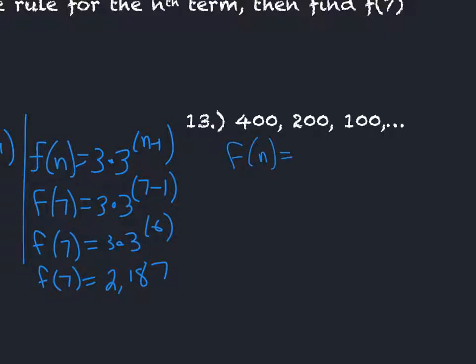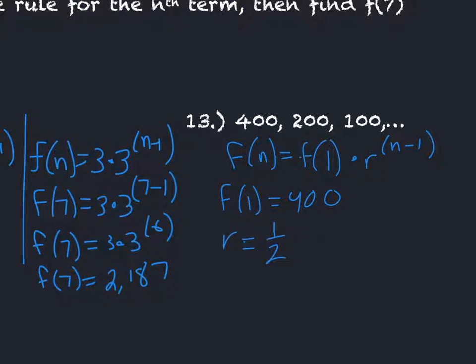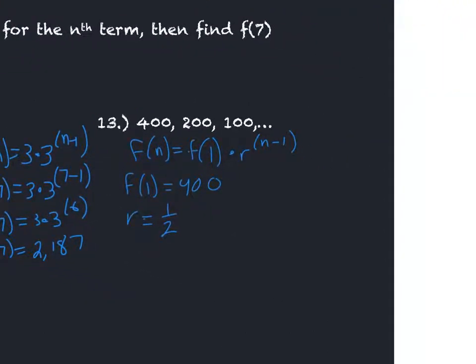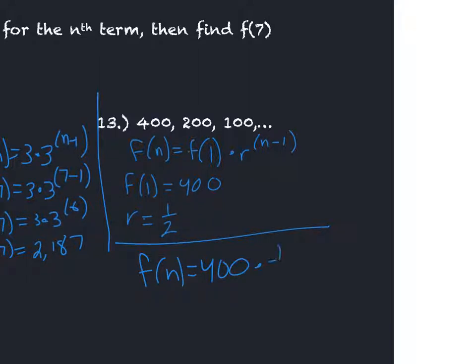All right. Now, 13, your explicit formula is going to be f of n equals f of 1 times your common ratio raised to the n minus 1 power. In this case, our first term is 400, and our common ratio is 1/2. So f of n equals your first term, which is 400, times your common ratio 1/2 raised to the n minus 1 power.